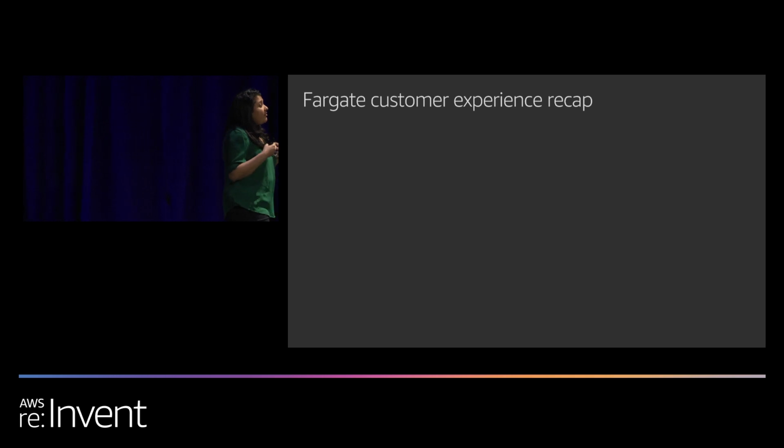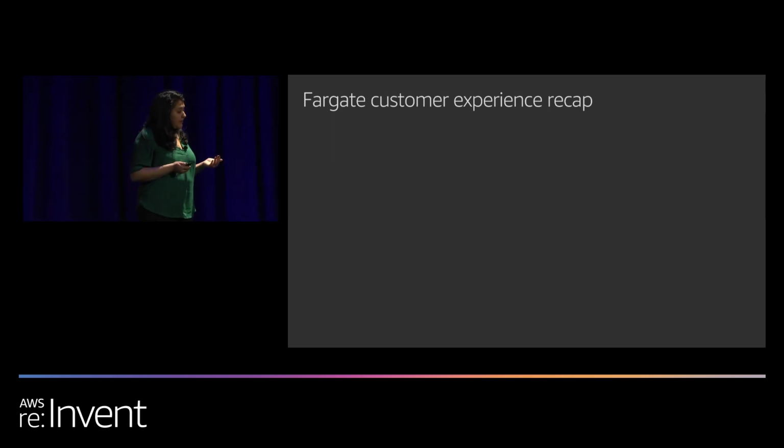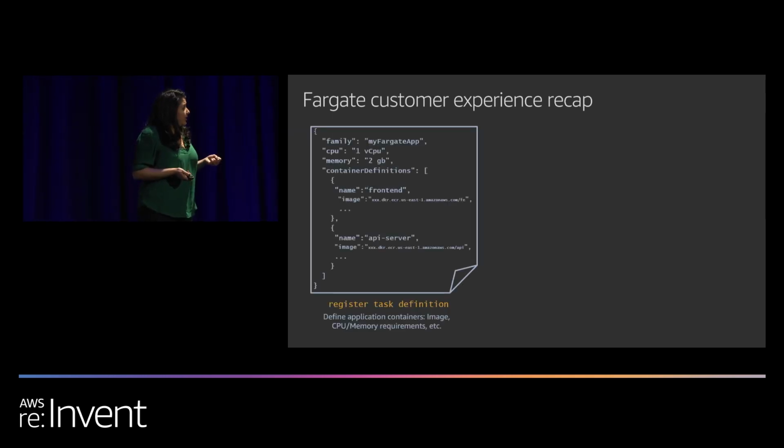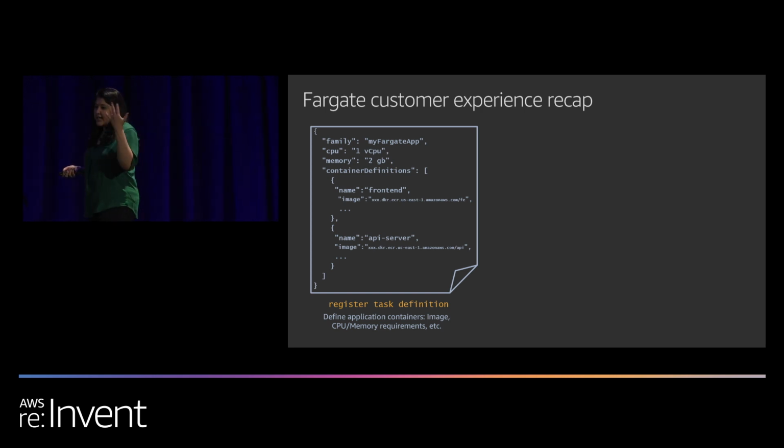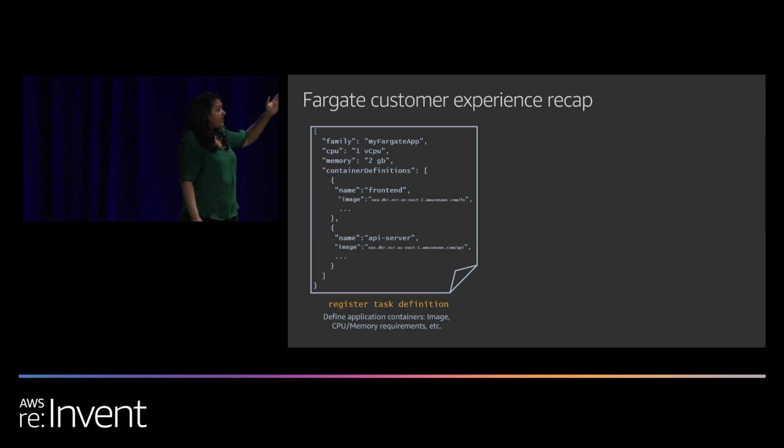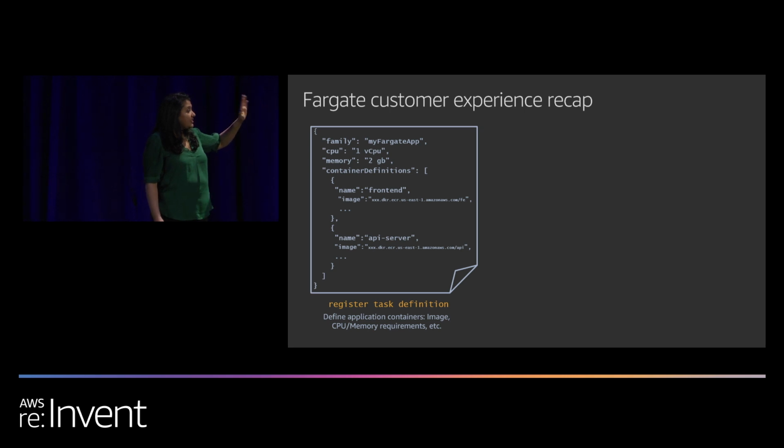And a quick recap of what that container native experience looks like on Fargate. First, you register a task definition. Task definition is just a specification document that tells us about your application containers, the image URI, the amount of CPU memory for your application, et cetera, et cetera. And notice that within a task definition, you can have multiple containers. And what this means under the hood is that we treat all the containers within a task definition as a single unit, and we deploy it onto the same virtual machine, so they're co-located.